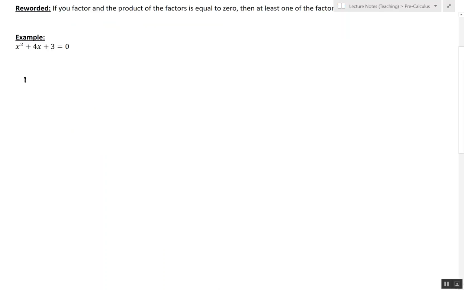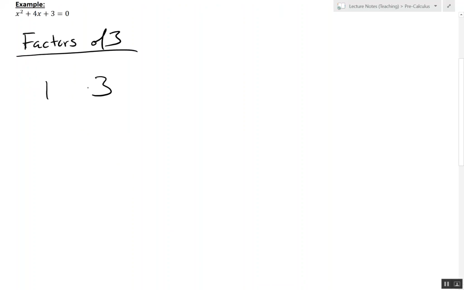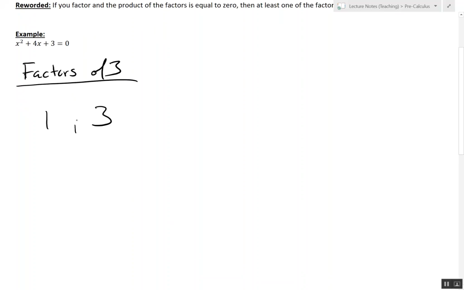So we have x squared plus 4x plus 3, and what you want to do first, if you're not sure how to factor something like this, is look for the factors of 3. And we're going to look for the factors that will add up to 4. So the factors of 3 are 1 and 3, and that's it. And notice that 1 plus 3 does equal 4. So that works.